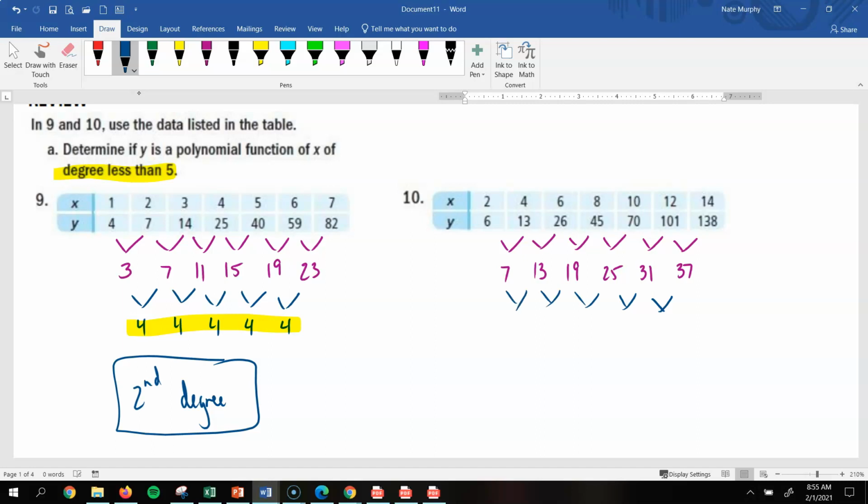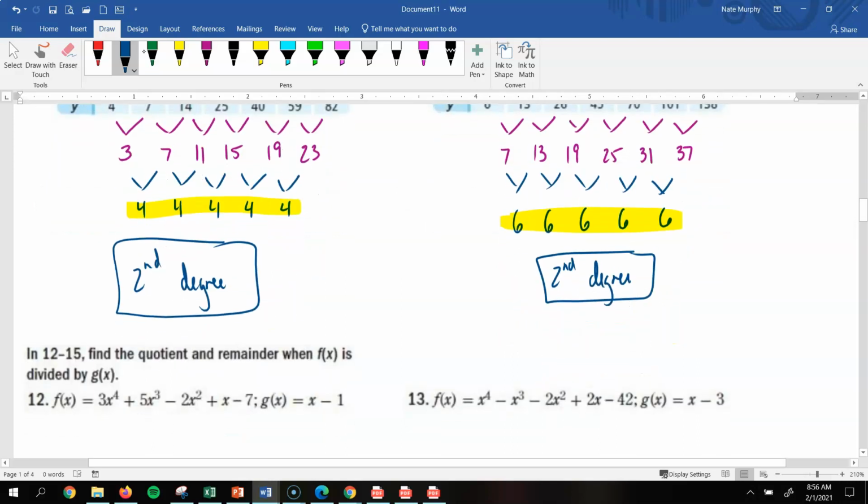If I take 37 minus 31, that's 6. 31 minus 25 is 6. 25 minus 19 is 6. 19 minus 13 is 6. And 13 minus 7 is 6. So the fact that these are all 6s, this is my second set of differences, means that just like the first one, this one is also a second degree polynomial. Again, make sure that you subtract correctly each time, because if you make one little mistake with your subtraction, it'll throw off your whole answer and you'll get the wrong answer.